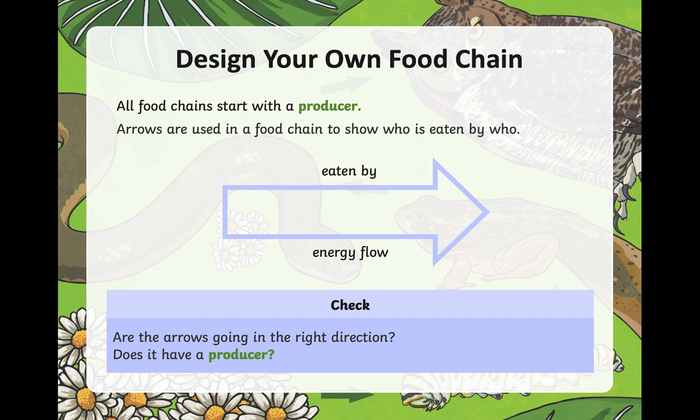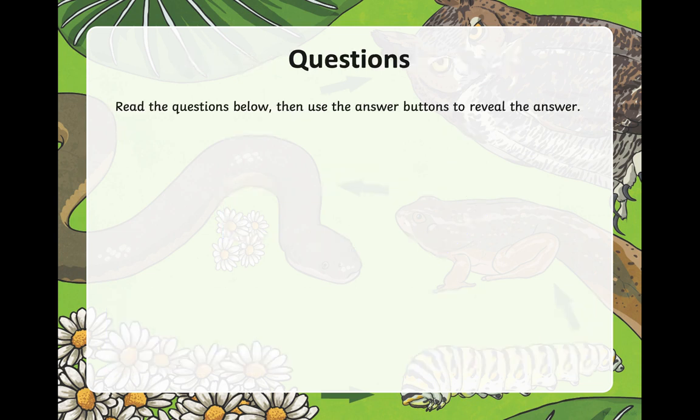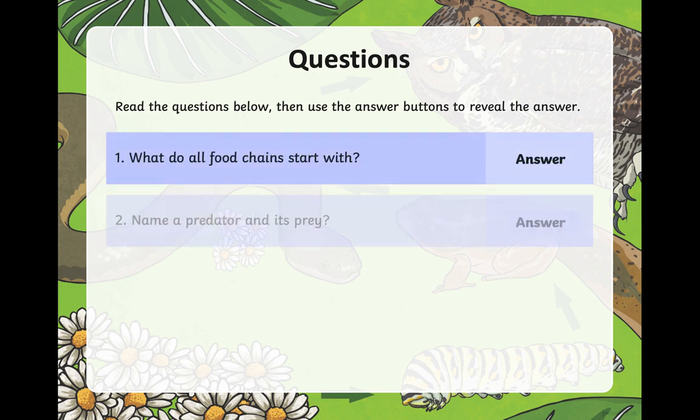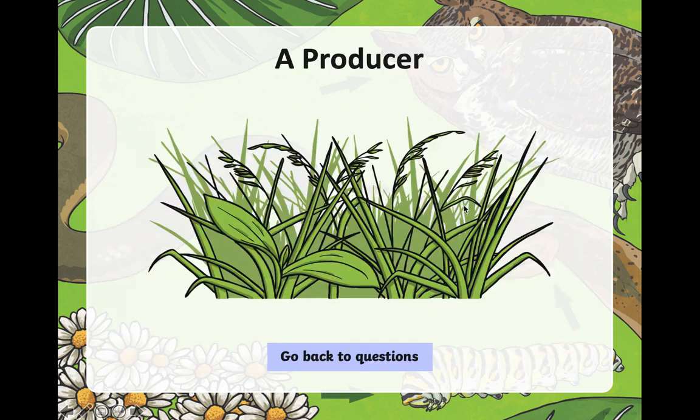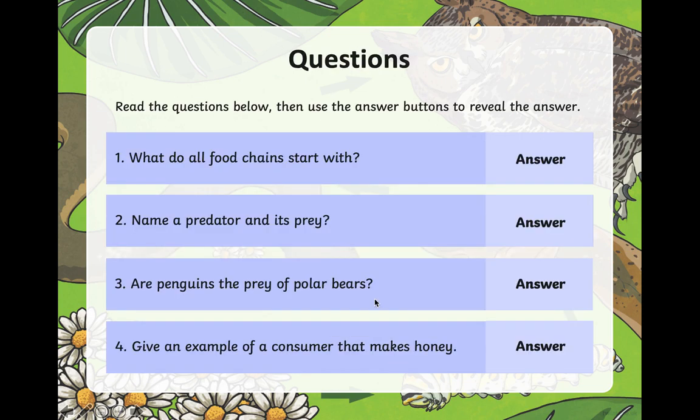Now, are these arrows going in the right direction? Does it have a producer? You need to check, right? Now, let's see this question. Let's read the question below and use the answer button to reveal the answer. Now, we have a bunch of questions, such as these. What do all food chains start with? We just answered that. It's a producer. It's a plant. Name a predator and its prey. I'll wait. You can answer.